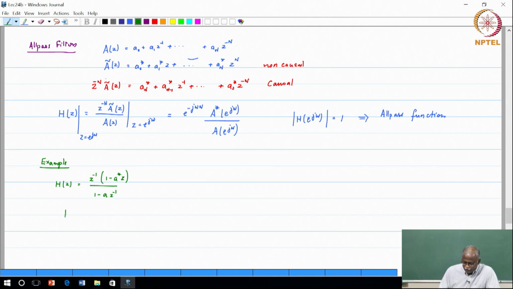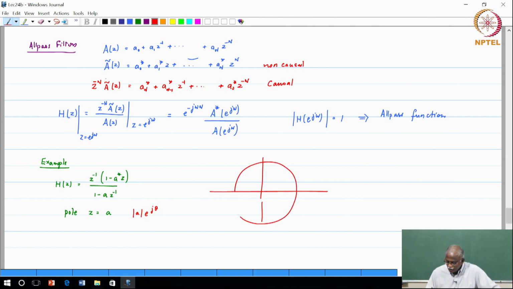I look at the denominator first. There is a pole at z equal to a. If I can write it as modulus of a e power j theta, so I got a magnitude, and so if I were to sketch this, that is the unit circle. Modulus of a, assuming that this is a stable all pass, so stable implies mod a has to be less than 1 and some angle theta.